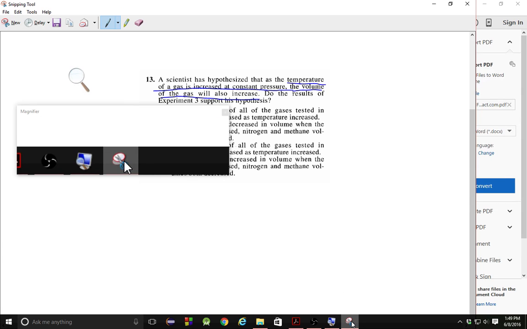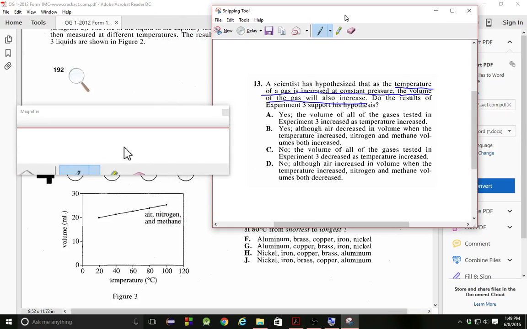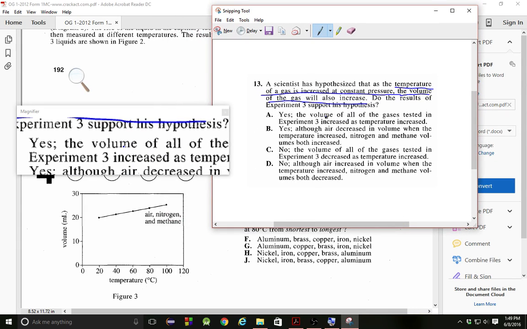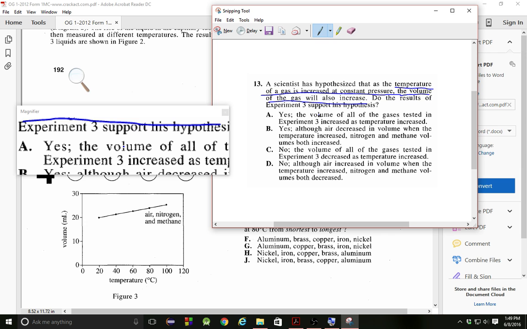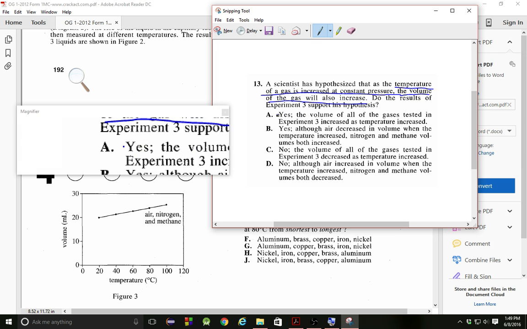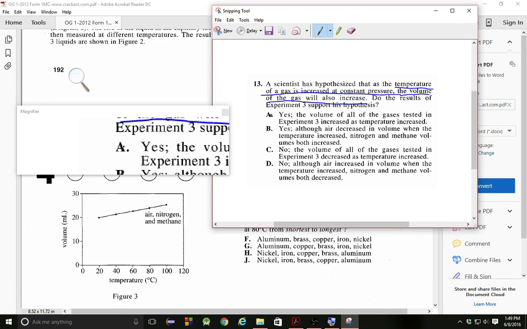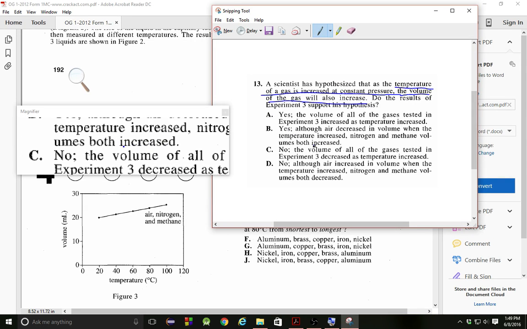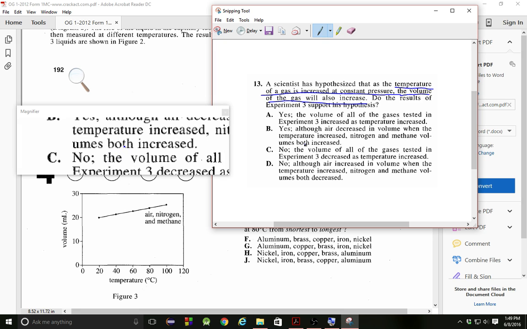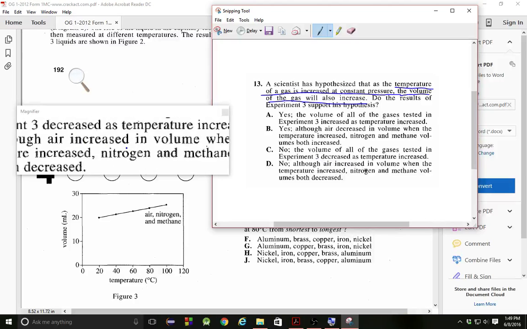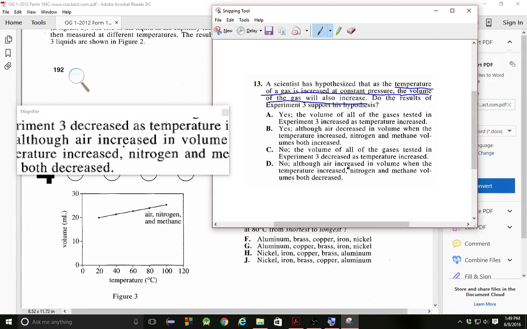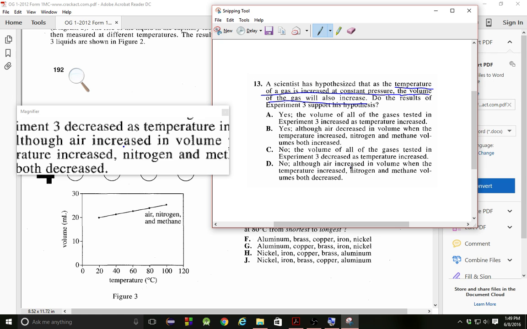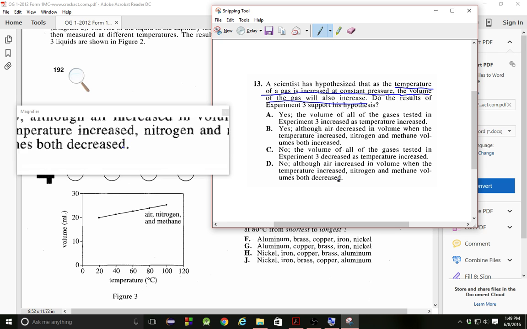So let's look at the answers here. Yes, the volume of all the gases tested in experiment 3 increased as temperature increased. Yes, although air decreased in volume when the temperature increased, nitrogen and methane volumes also both increased. No, volume of all the gases tested in experiment 3 decreased as temperature increased. No, although air increased in volume when the temperature increased, nitrogen and methane volumes decreased.